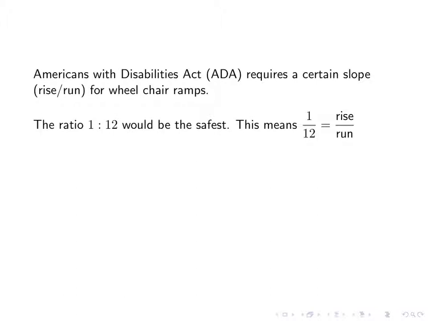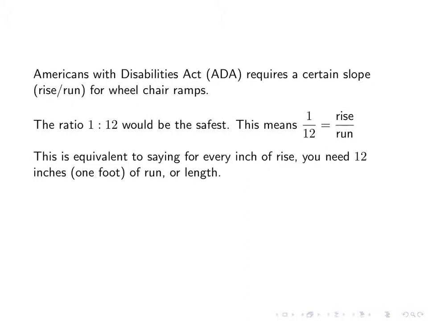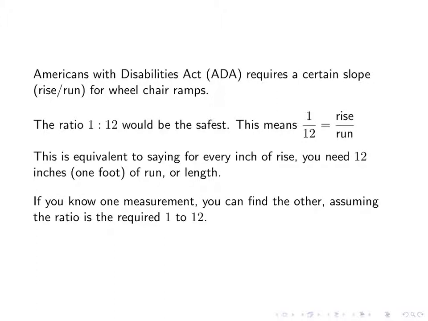The Americans with Disabilities Act, the ADA, requires a certain slope, which is the ratio of rise to run, for wheelchair ramps. The ratio 1 to 12 is generally known as the safest. So this means 1 to 12, or 1 over 12, is the rise over run. This is equivalent to saying for every inch of rise, you need 12 inches, which is 1 foot, of run, and the run is the horizontal length of the ramp. If you know one measurement, you can find the other, assuming that the ratio is the required 1 to 12.